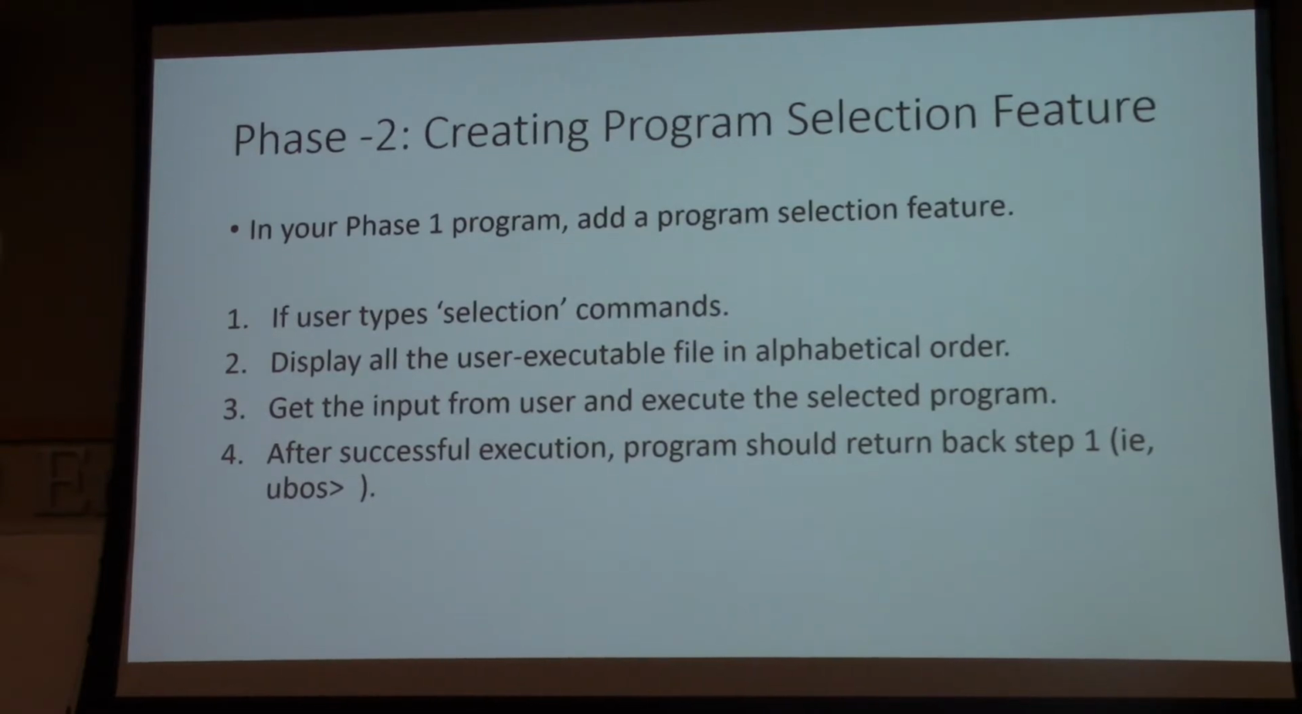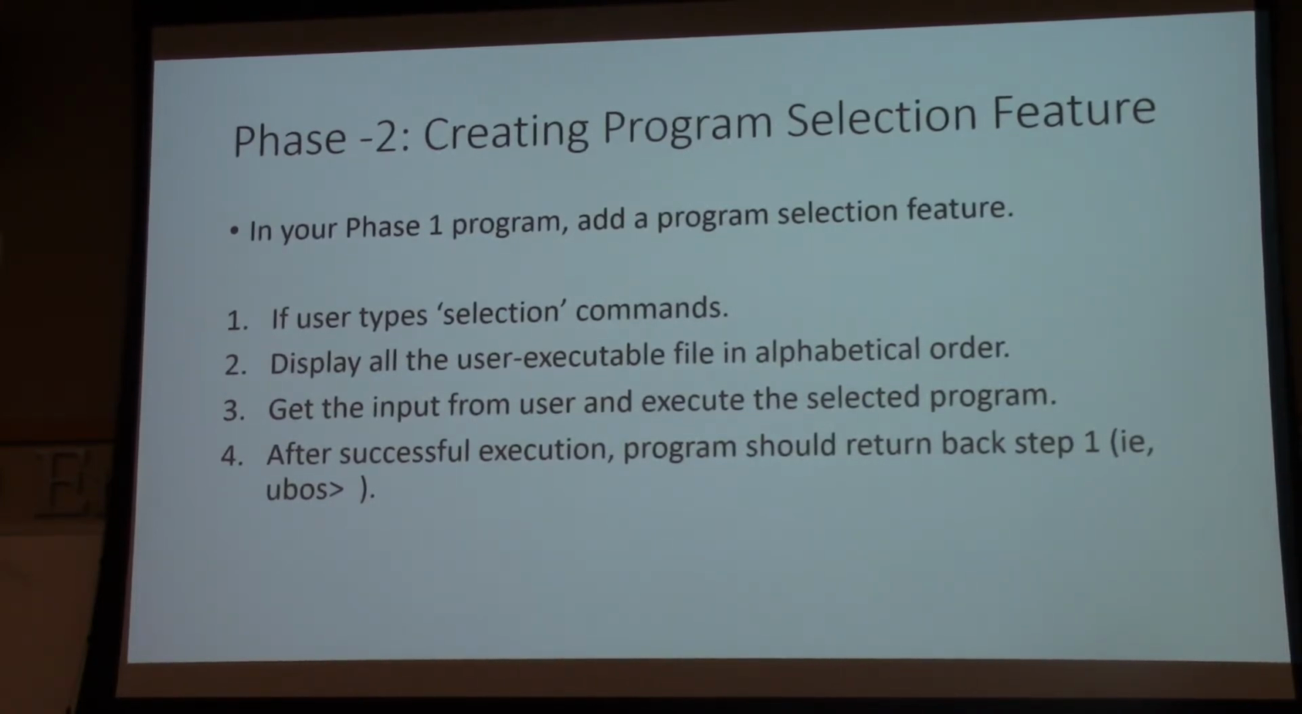in addition to the phase one program, you need to add a feature called selection. If a user types selection at the command prompt, then you should display all the executable files available in your current path in alphabetical order. And if the user types any of the inputs, then the executable file should be executed. Then after successful execution, it just needs to go back into the loop and ask for the commands.